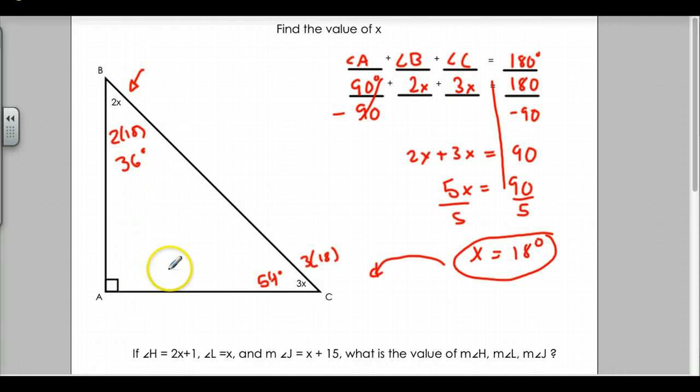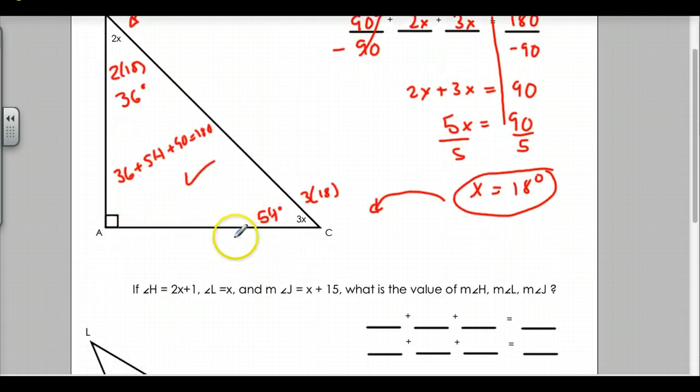And sure enough, if you want to check this work, if I add up these 3 angles, I should get 180. And sure enough, 36 plus 54 plus 90 equals 180. We did it. It works.